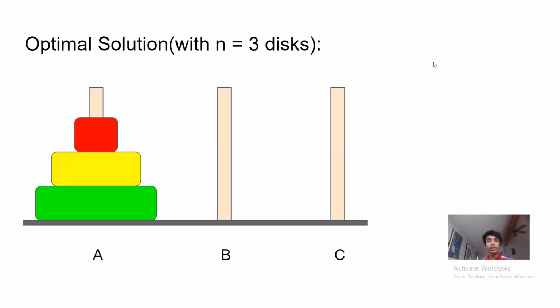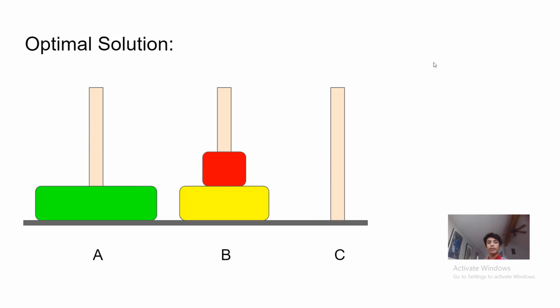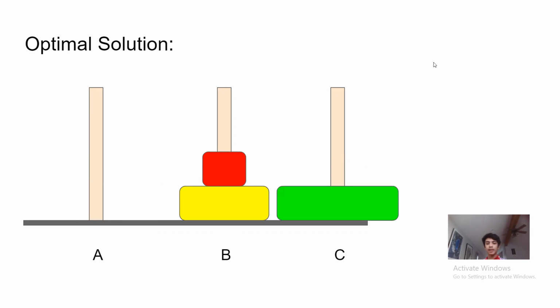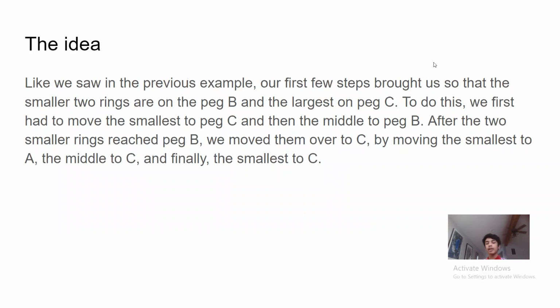So the optimal solution for 3 disks would be to move the top to C, move the middle to B, move the red to B, move green to C, move red to A, move yellow to C, and move red to C. And in the example, our first steps brought us so that the 2 rings are on peg B, and the largest is on peg C. To do this, we first moved the smallest to peg C and then the middle to peg B. After that, we moved them all over to C by moving the smallest to A, the middle to C, and finally the smallest to C.